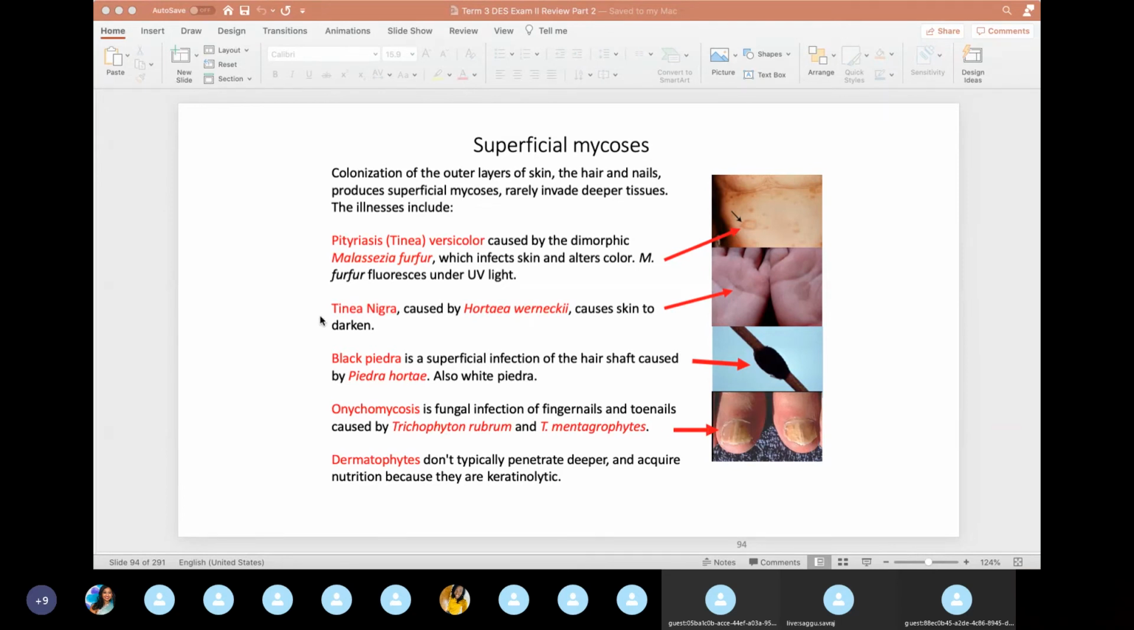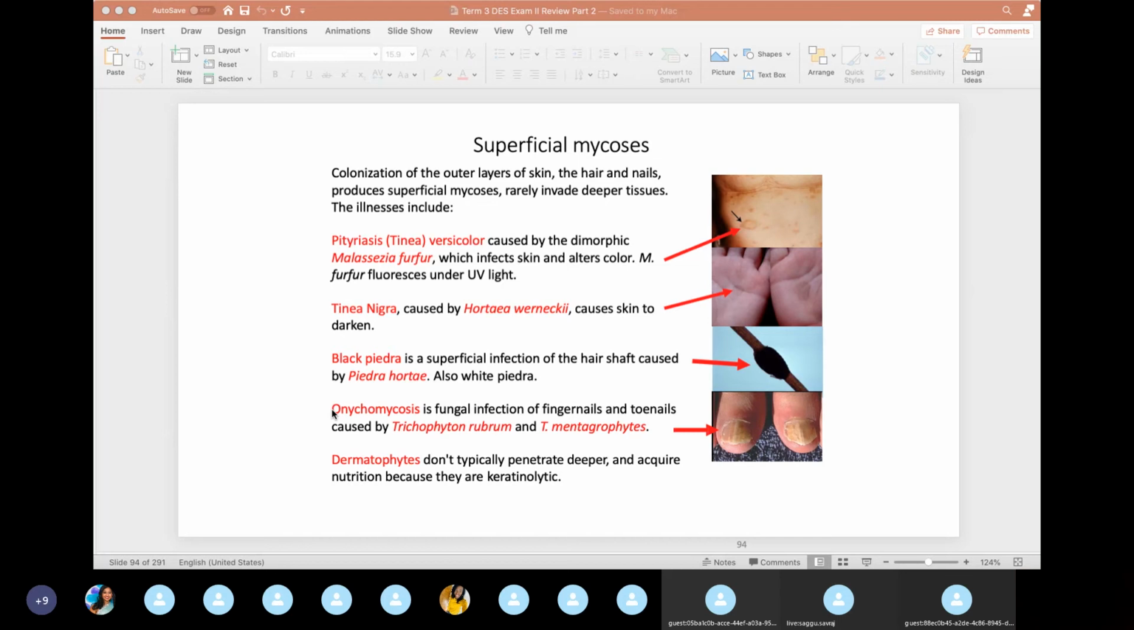So for tinea nigra, Hortaea werneckii, it causes skin to darken. So look at the image. Black piedra, superficial infection of the hair. What's the causative organism? Piedraia hortae, right? Then you also have onychomycosis. When you see onychomycosis, think fingernails. You have your Trichophyton rubrum and Trichophyton mentagrophytes. What's the treatment for this? It also starts with T, terbinafine.